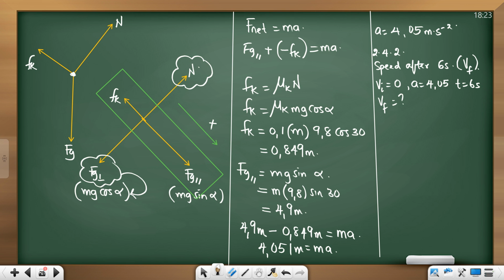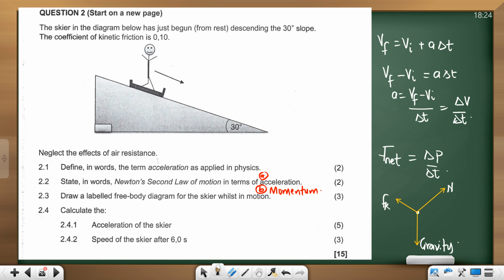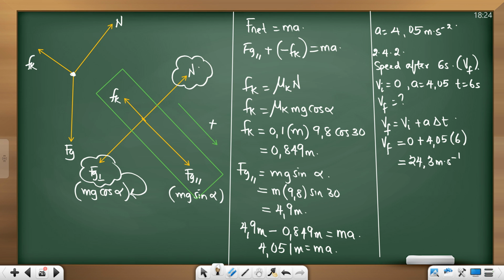Once I do that, I quickly pick out my formula. What formula do you see? I see v_f equals to what? v_i plus a delta t. What's my v_i? 0. What's my a? 4,05. And my time is 6. What is the answer? 24,3 meters per second. I'm sure this one is about 3 marks. Let me just check quickly. Yeah. Formula, substitution, and answer. I hope that makes sense.